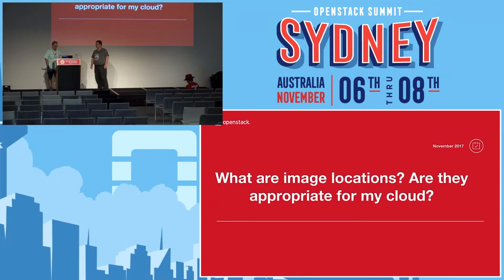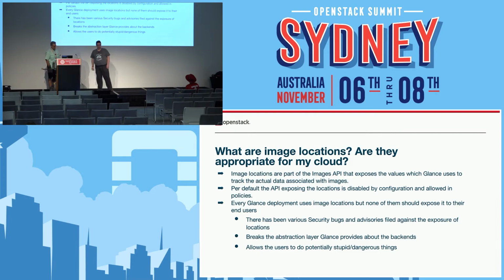OK. And then image locations and whether they're appropriate for your cloud. So yeah, I'm going to walk through this really quick as we are running out of time. It's basically a part of Glance API's way to track where the actual image data is, where your payload is. And it happens behind the scenes always, and we have an API to interact with that. But that API is not really something you should expose to your end users.